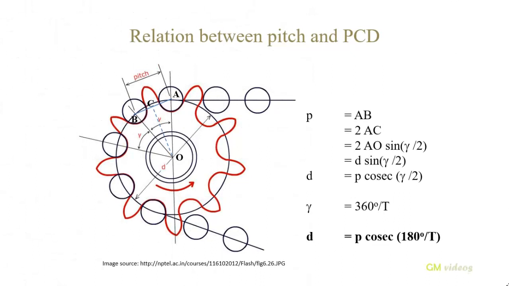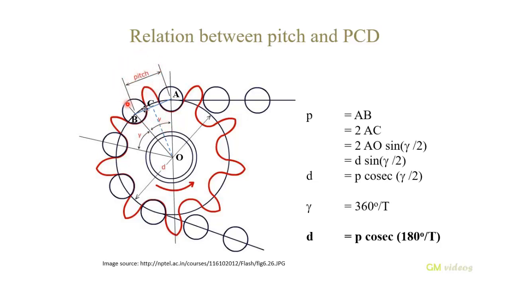So now let us derive the relation between pitch and the pitch circle diameter. Consider a chain that is wrapped around a sprocket. Let A and B be the hinge centers or the roller centers of the rollers that make up the chain. Let us join points A and B. Let AB subtend an angle gamma at the center O. Now from O, let us drop a perpendicular OC to this line AB. If this complete angle is gamma, then this half angle over here will be gamma by 2.